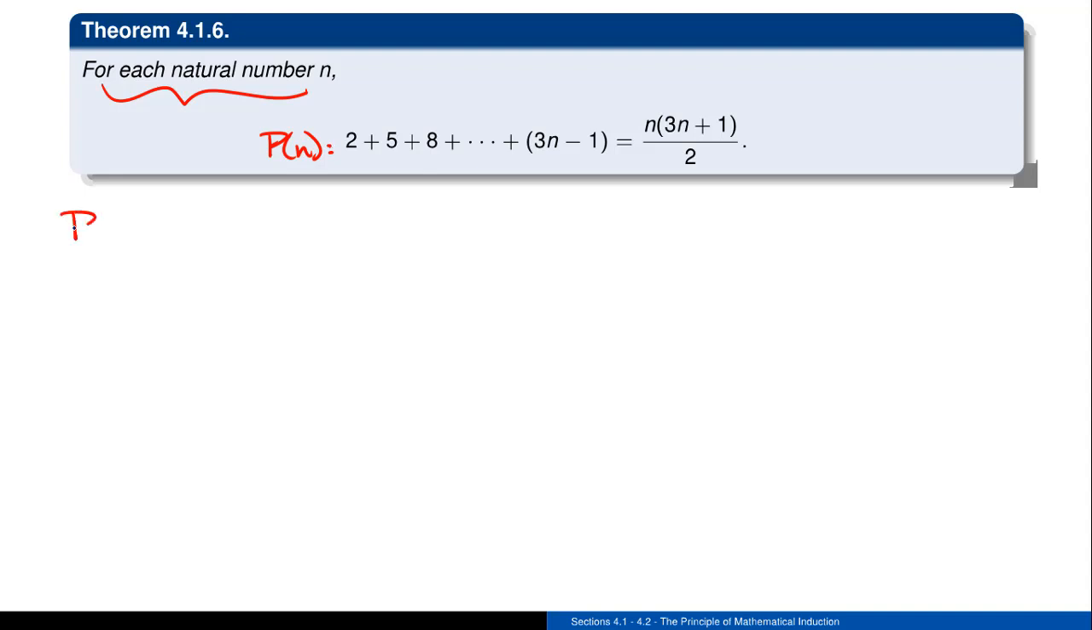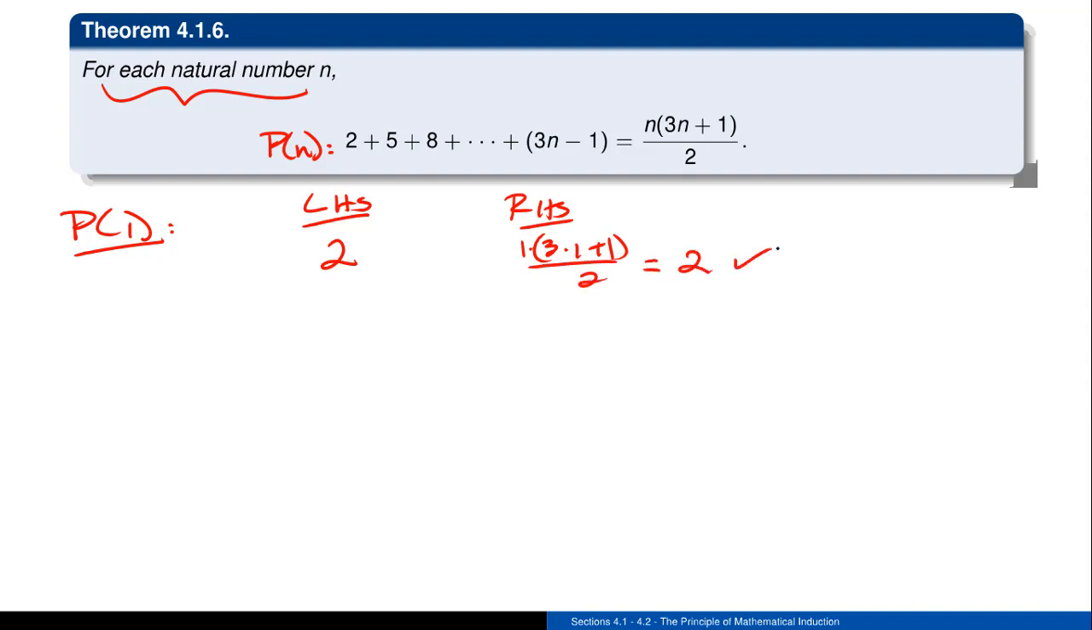What I'm going to have to show is that in the basis side of things, P(1) is actually true. So at level 1, if I plug 1 into the left-hand side, it's going to be 2 up to 3 times 1 minus 1, and 3 times 1 minus 1 is a 2. So that's just 2 to 2, which is just a 2. And then my right-hand side: plug 1 into that thing, so 1 times (3 times 1 plus 1) all over 2. That's 4 over 2, which is again a 2.